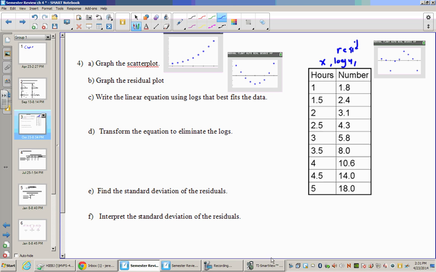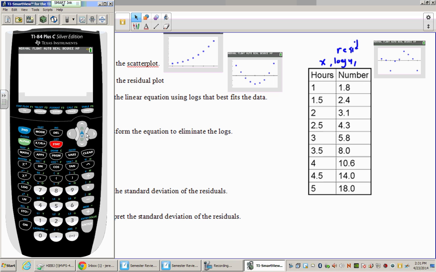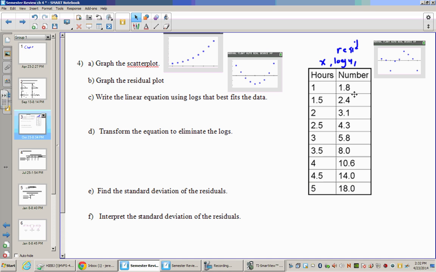So now I'll do another residual plot for L3 and L4, which are the logs of both of them. So first I do a linear regression and see my r and r squared are less on this one. And then I'll do a zoom 9. Well, this is my residual plot if they're both logged. So that's worse than this one. So the best way to represent this with a line is L1 and L4, which is hours and log of number.